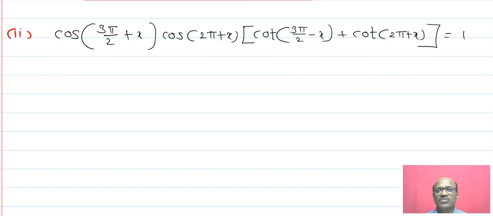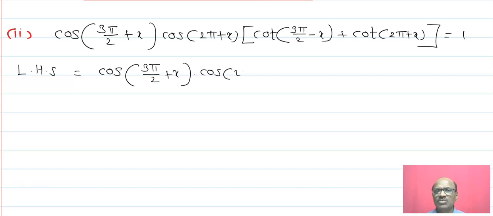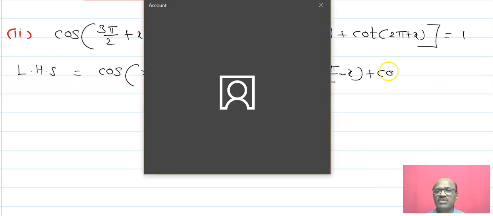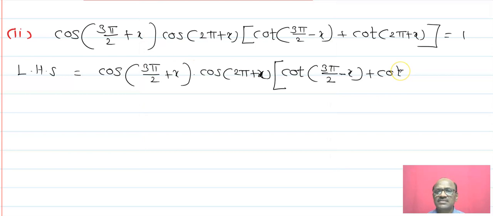cos of (3 pi by 2 plus x) into cos of (2 pi plus x), and in bracket cot of (3 pi by 2 minus x) plus cot of (2 pi plus x), and overall it is 1. Now the cos of 3 pi by 2 plus x function will change there. Cos of 2 pi plus x remains as it is. Now next is the cot of 3 pi by 2 minus x function will change, and cot of 2 pi plus x function will remain as it is. Bracket complete.